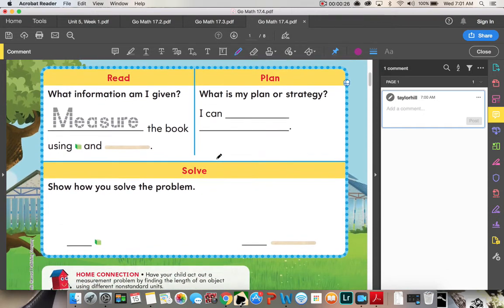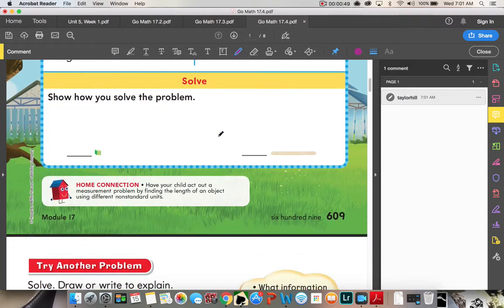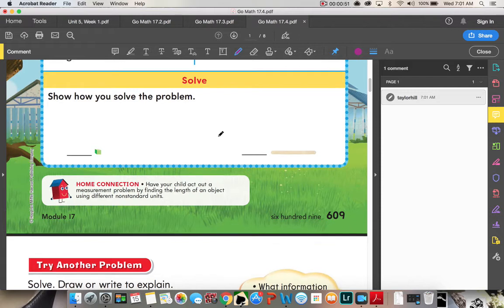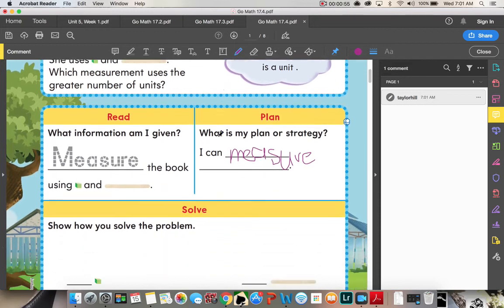So what information are you given? You're going to measure the book using cubes and popsicle sticks. What is your plan or strategy? You can measure. Measure using cubes and popsicle sticks. Show how you solve the problem. Okay? So she measures the length of her book.